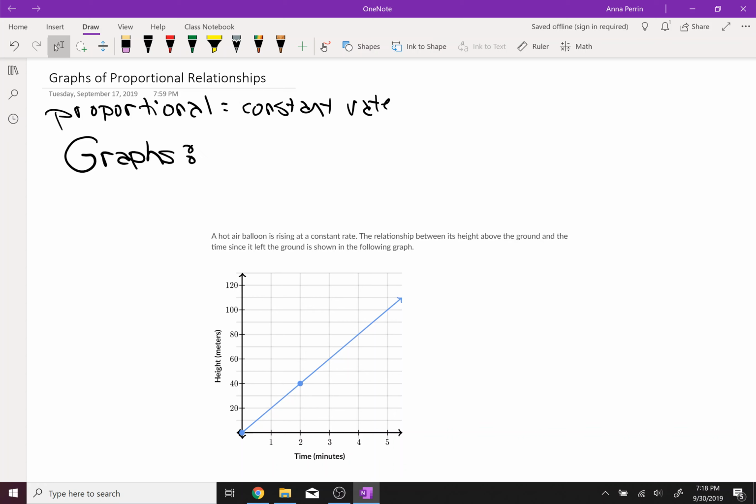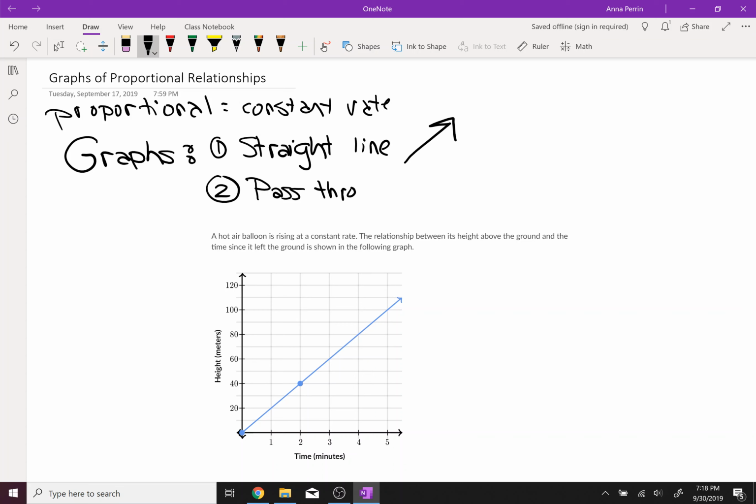The first is that they are always going to be a straight line, which makes sense when we're thinking about that constant rate because it's showing a consistent pattern. The second thing is that it's always going to pass through the origin, that is the point (0, 0). And we'll talk about why that makes sense in a second.